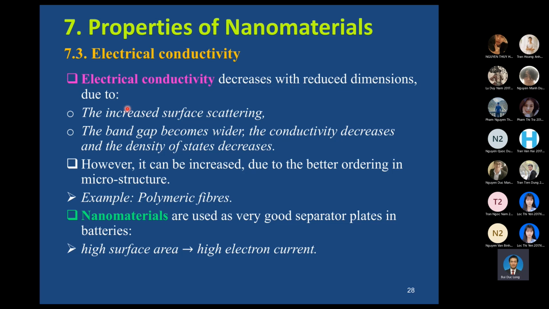One more thing is also about the band gap, which can become wider, and conductivity decreases and density of states also decreases. So this may also happen as a second factor. But the first is a very important factor affecting electrical conductivity at nanoscale.